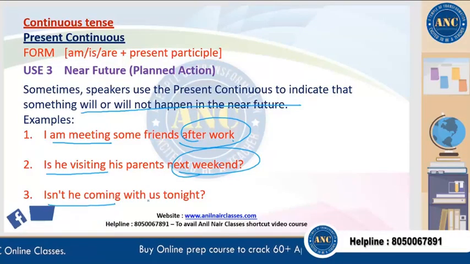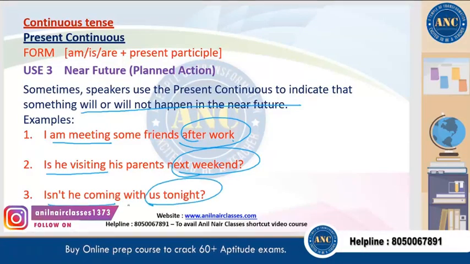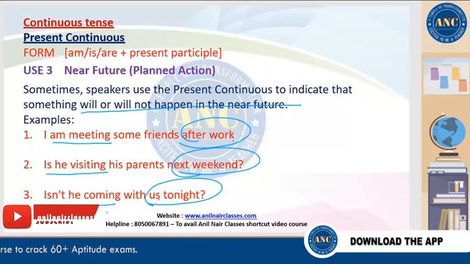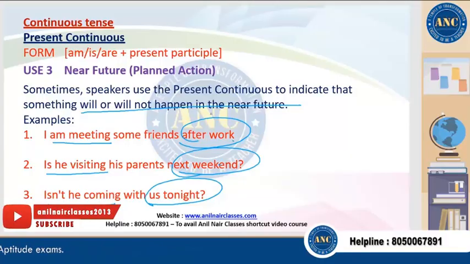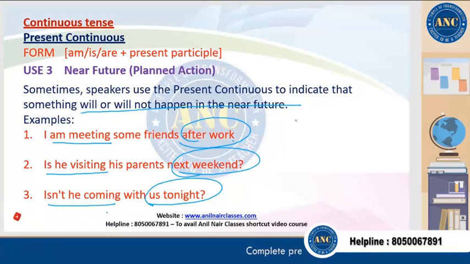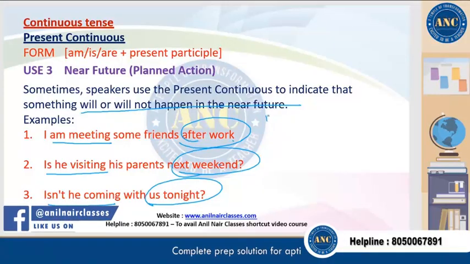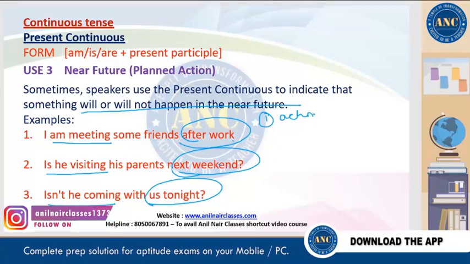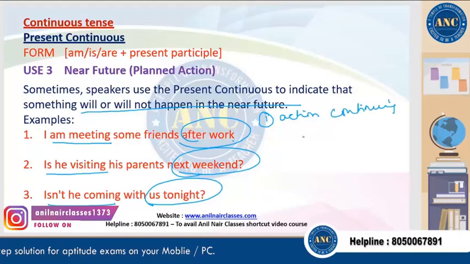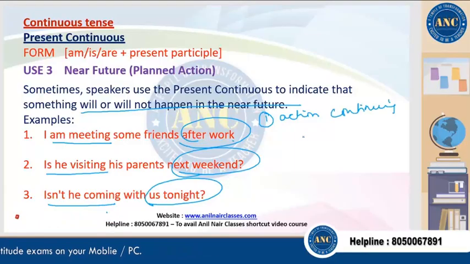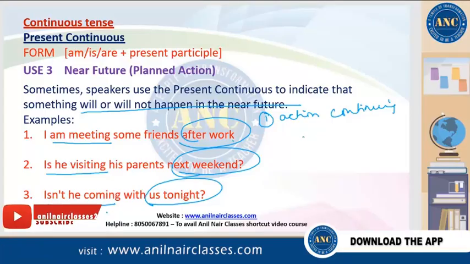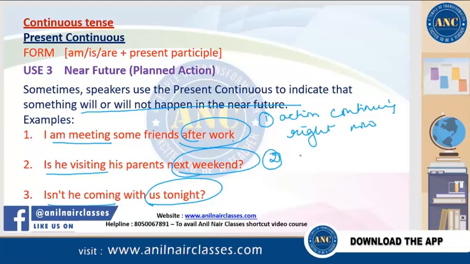Isn't he coming with us tonight? So right now it's not night, maybe afternoon. But you're talking about a planned action for the near future. So always remember a planned action for the near future. So what all we have learned, that is we have action going on right now. Action continuing right now. So the second one is what? It started, right? Not going on right now, right? But the third one is the planned action.